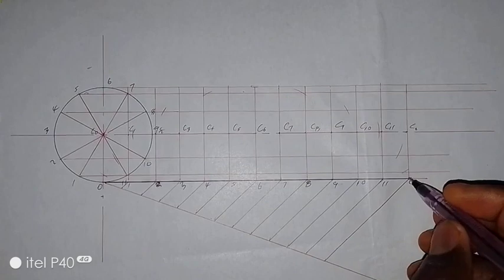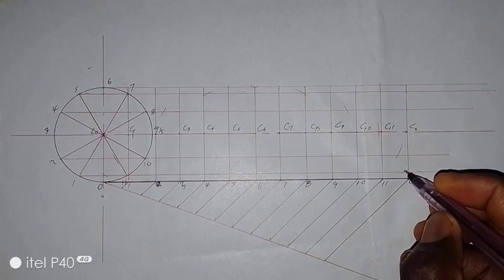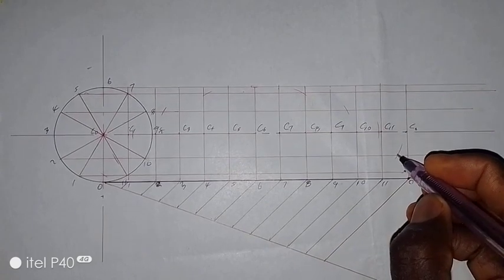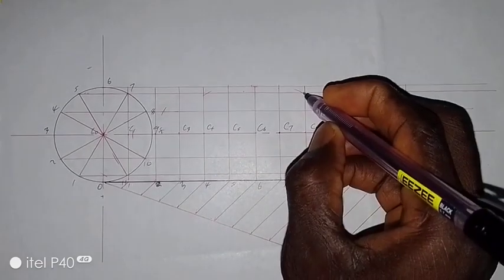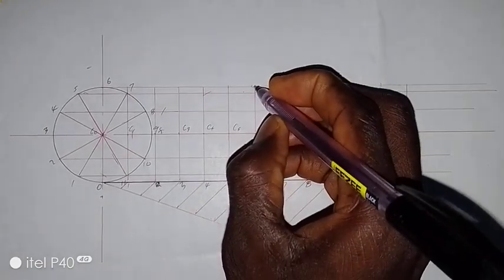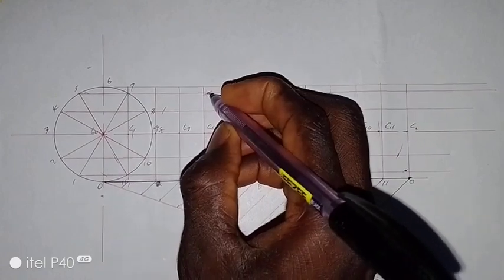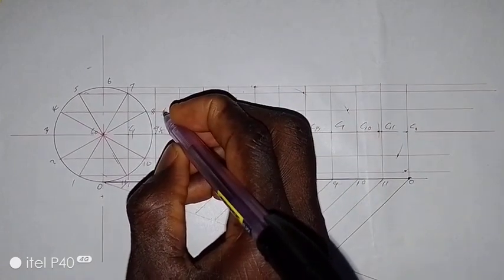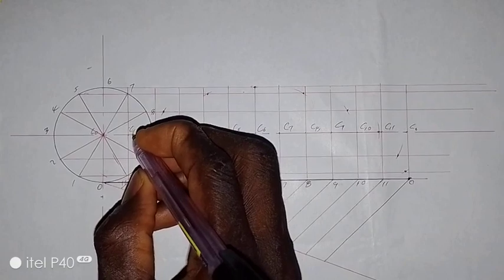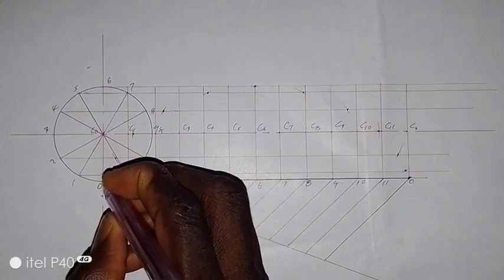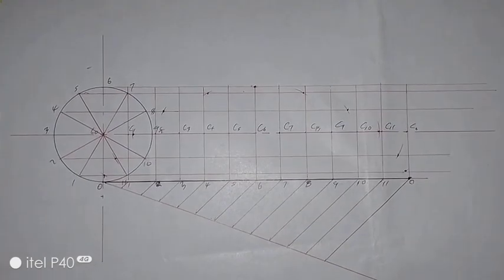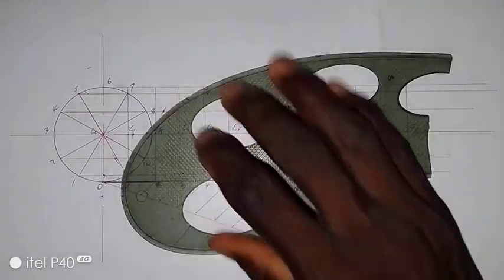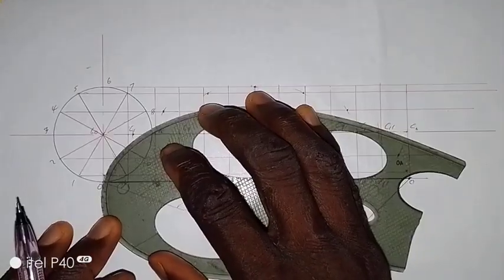So all these points that we have obtained here, we are going to join them together with the use of a French curve. I'm trying to make sure we can see those points. So I have my French curve here, so I'm going to join.